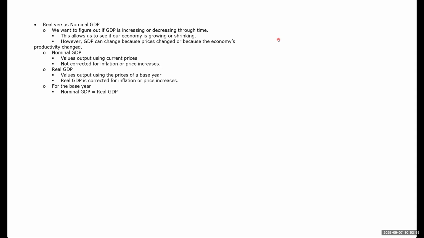figure out, well, is our economy increasing through time? Specifically, are we growing through time? Is our economy growing? And if we have an increase in prices, that can blur us trying to figure out if our economy is growing or shrinking. The GDP can grow just because prices increased, but the actual economy did not.